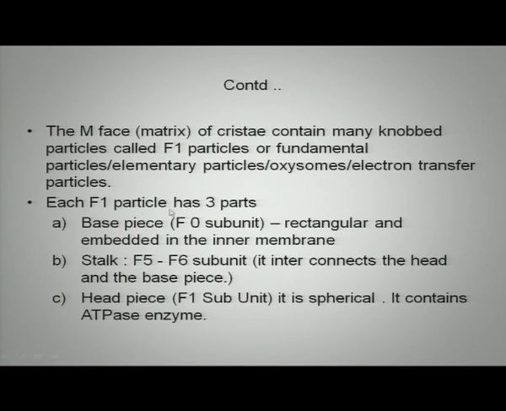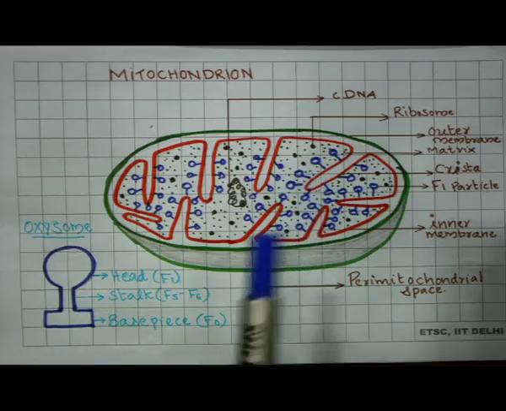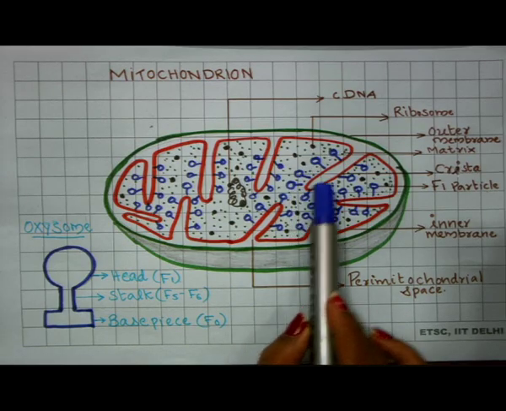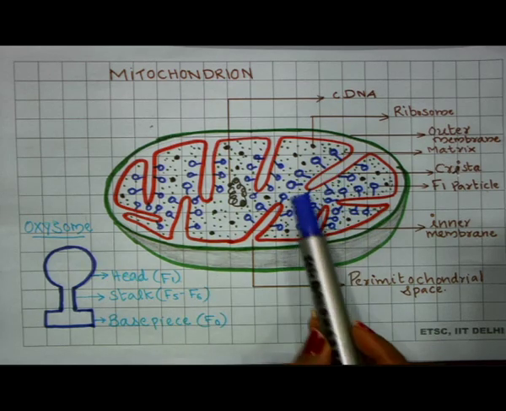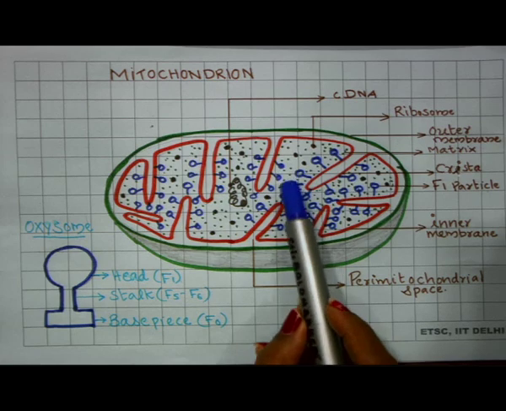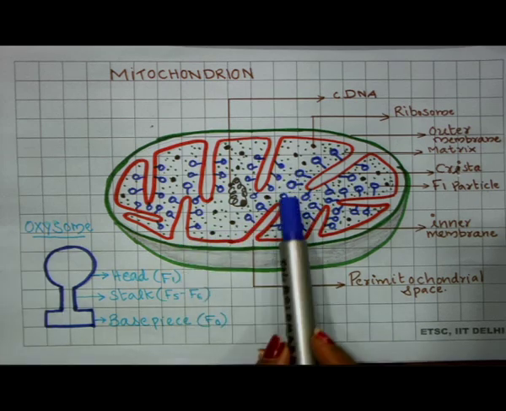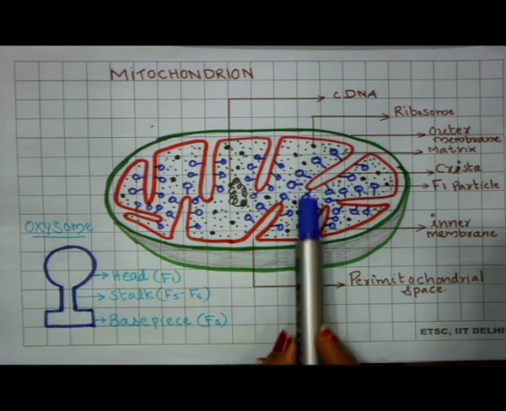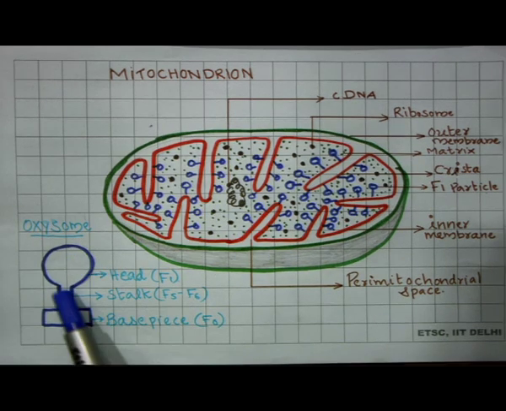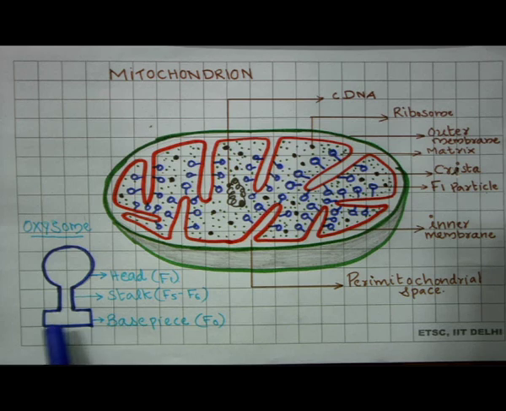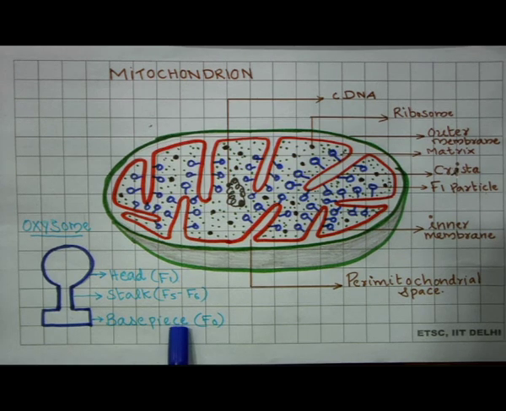Now, here you can see the structure of an F1 particle. As I have already told you, they are present in the M phase of this cristae. M phase means matrix phase. And here you can see it is a stalked particle with 3 subunits. The basal piece or base piece, also known as F0 particle.